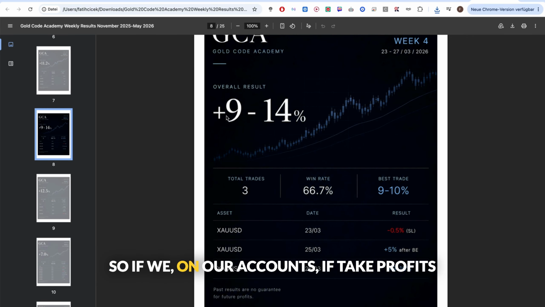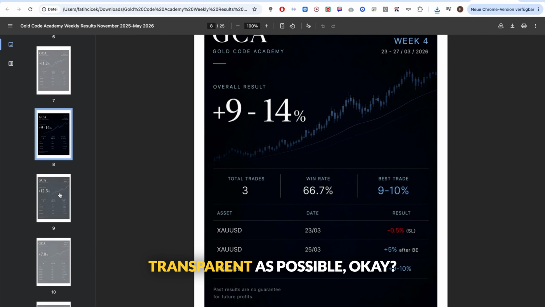So on our accounts, if take profit one is hit at 4 to 1 or at 7 to 1, then we share stuff like close half of it, close most of the positions, please close 70% of your position. Okay, we're going to do whatever we do on our own personal accounts, we're sharing that in the Singular group. So we try to be 100% transparent as possible.